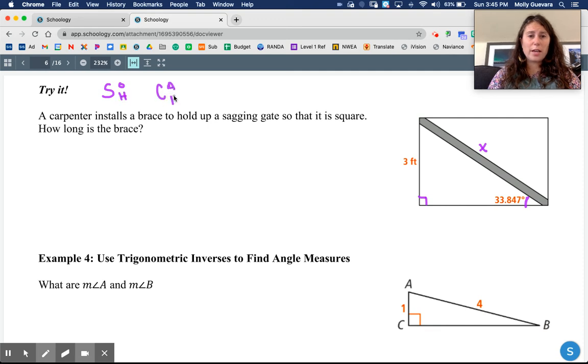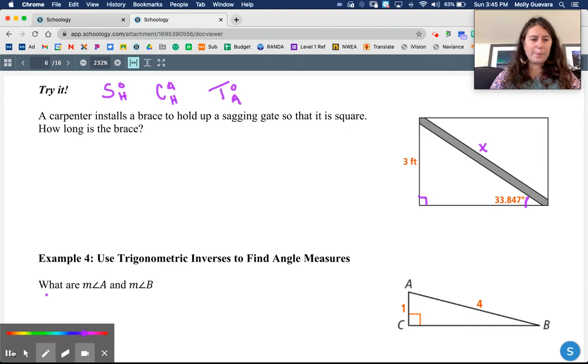So I want you to go ahead and pause the video here. Try it, see if you can figure it out, and then when you're ready to go over it, hit play and we'll look at it.